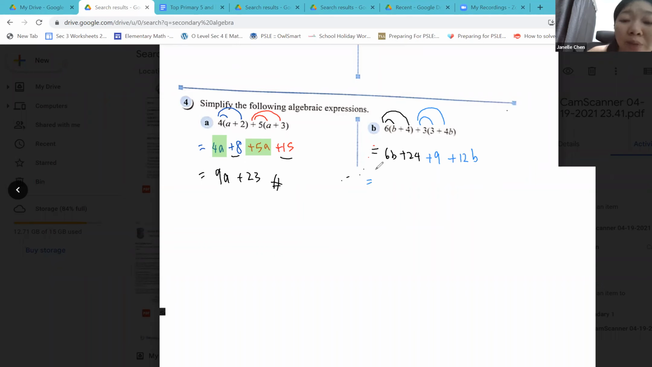After that, I'm going to sum them up. Similarly, I'm going to group the ones that are the same, which is the algebra together with the algebra, and the numbers together with the numbers as well, together with the sign in front of each number or each algebra, because they belong to that. So 6b plus 12b, I will have 18b. Followed by here, plus 24 plus 9. So positive 24 plus 9, positive 33. That's my answer.